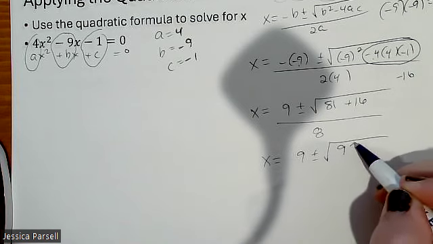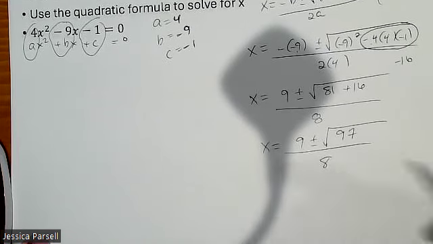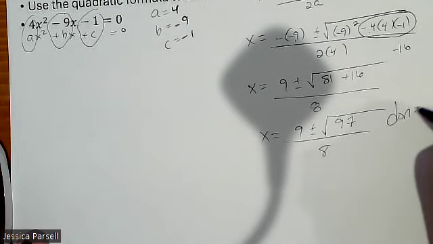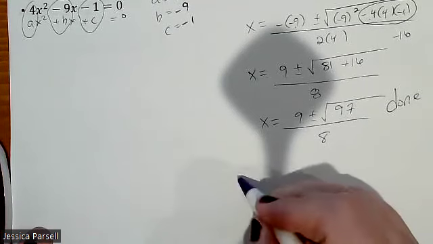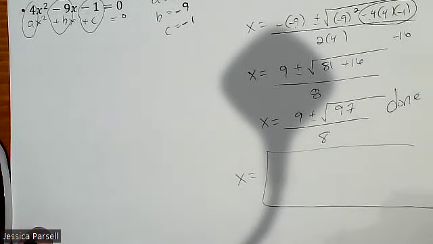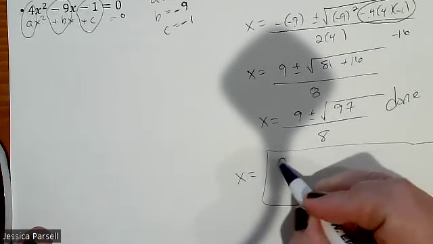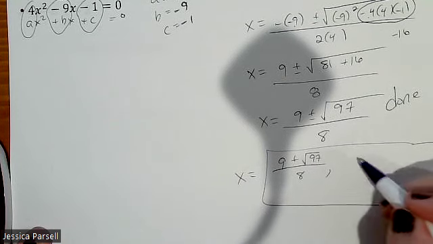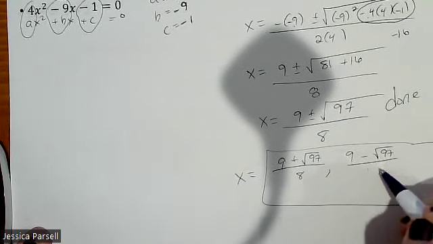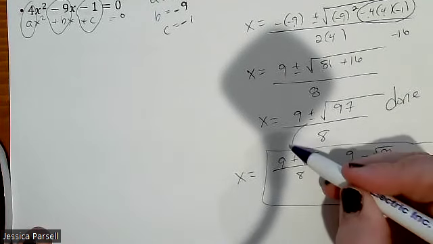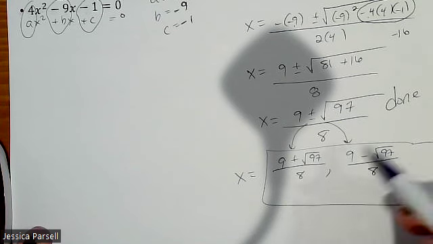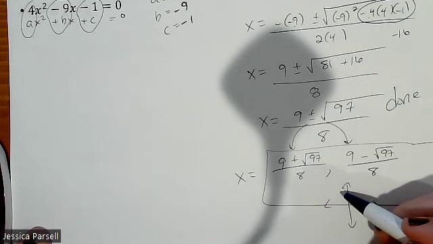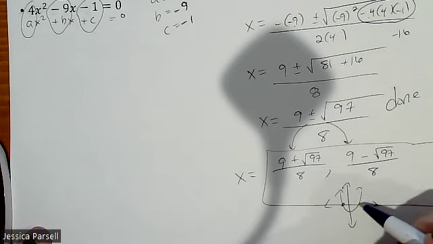81 plus 16, 97 over 8. Now, 9 and 8 and 97 have nothing in common, so we're done, right? This is going to be an exact answer. Here's how you're going to type it in. It's probably going to look something like this on Alex. It's probably going to have an x equals, and then you'll simply go 9 plus the square root of 97 all over 8, comma, 9 minus the square root of 97 all over 8. So the plus is going to go here, the minus is going to go there. Those are the two roots or solutions or intercepts that you have found, those exact positions.